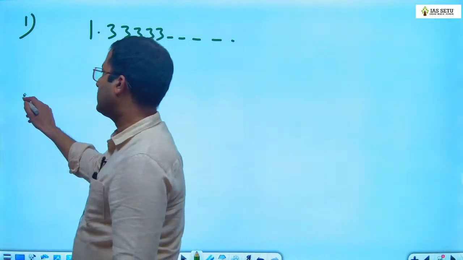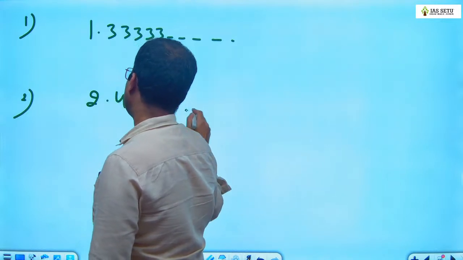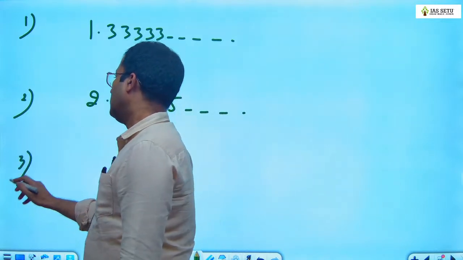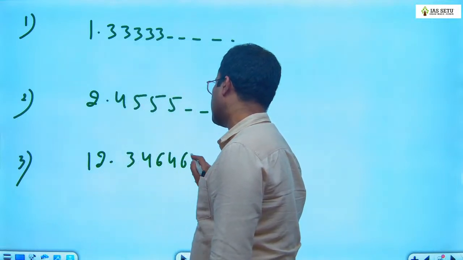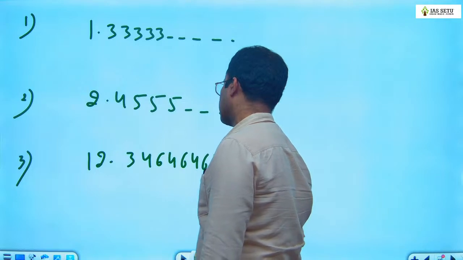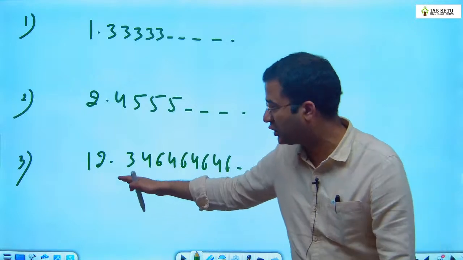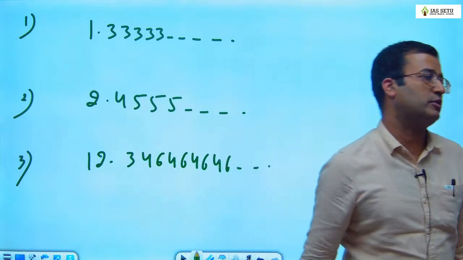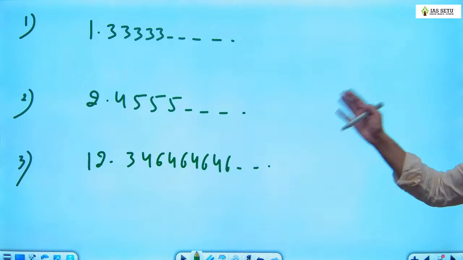Second example, I take 2.455555. Then I take 12.3464646. Or I can take any question. आप भी कोई question दो, so that also I can take in type 3. So it means we have to convert these into fractions.